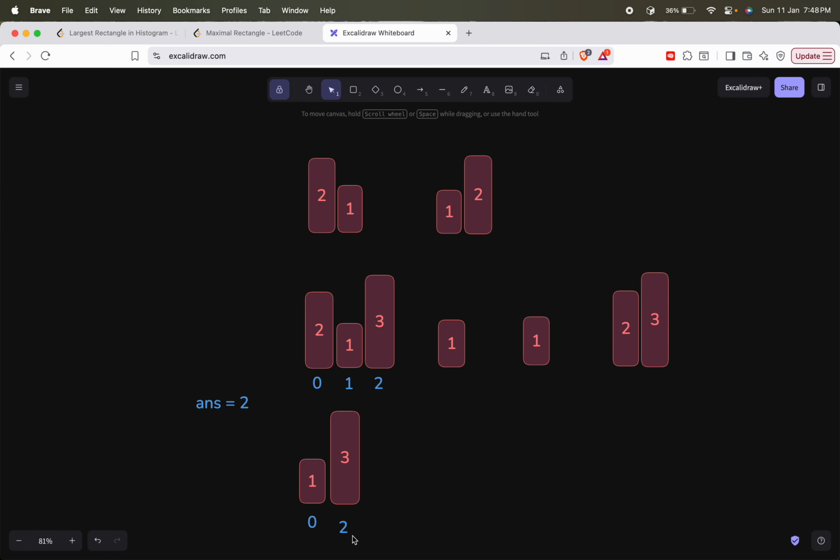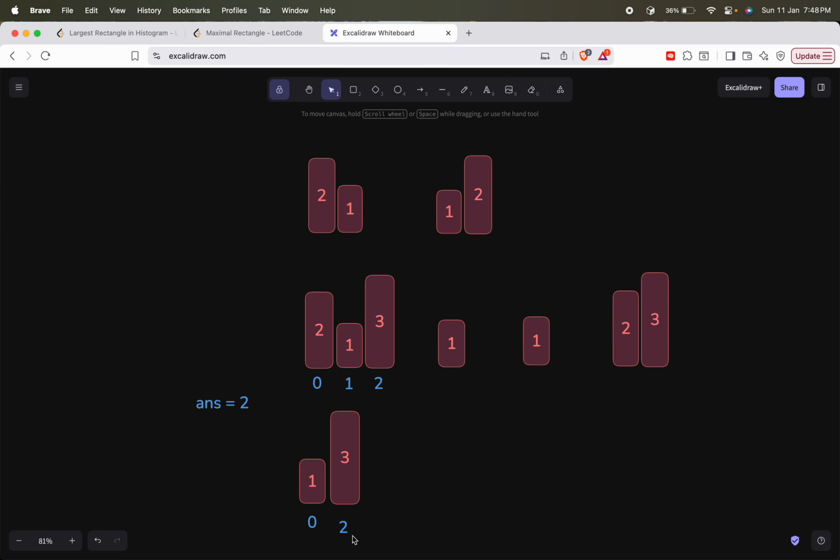Now I will be processing my bars from start to end. At any given point of time, I will check whether my stack is non-empty and the top element has a height greater than the current height.